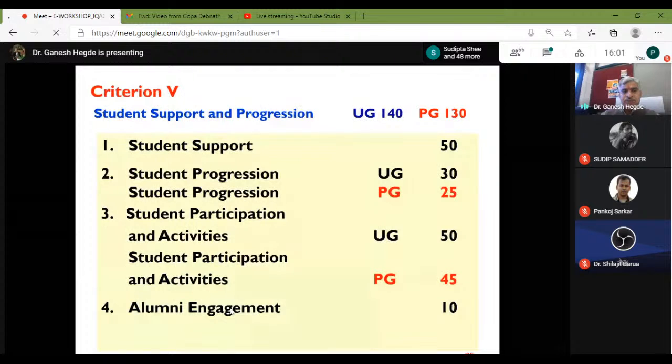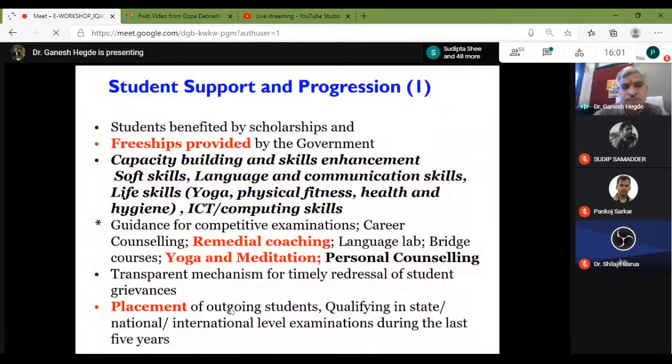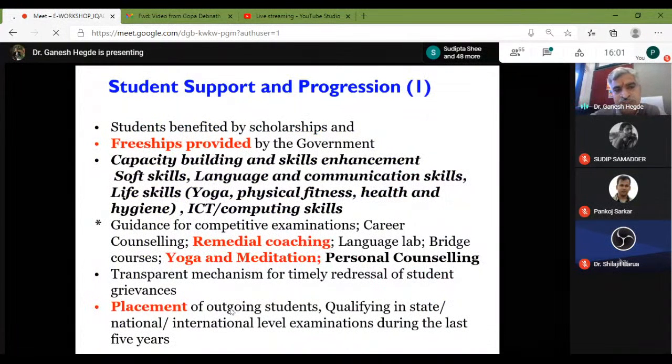In the fifth criterion, student support and progression: student support, student progression, student participation in activities, alumni engagement. What are all the things to be done?